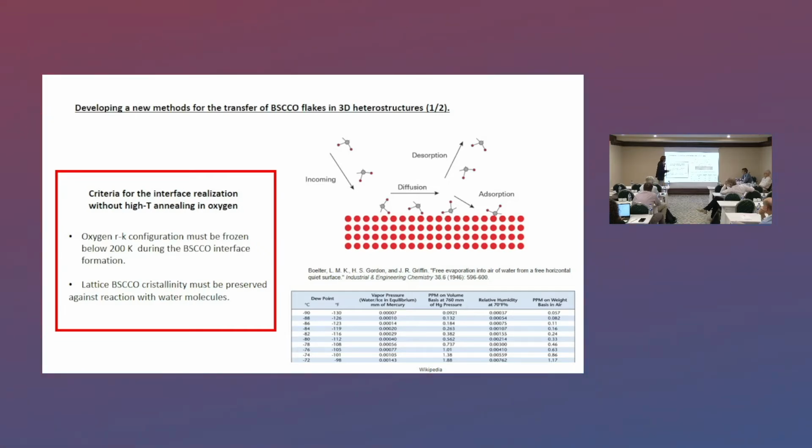So I developed a new technique based on this sensitivity of the oxygens, taking into consideration the following. The oxygen configuration must be frozen below 200 Kelvin during the BISCO interface formation. And the lattice of the BISCO crystallinity must be preserved against any reaction with water molecules. In fact, even at very low vacuum, you keep having water molecules eating the surface. And these water molecules will react with an oxide, no matter what you do. They will diffuse and they will detach.